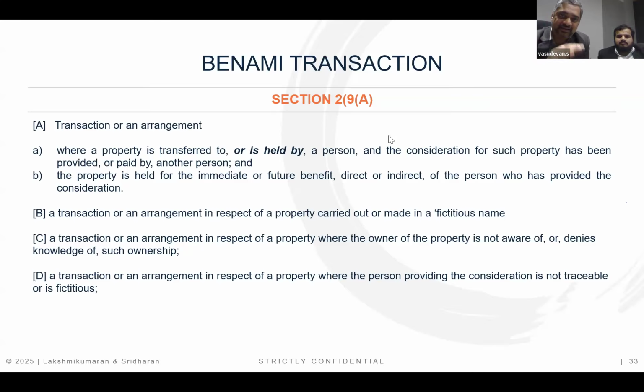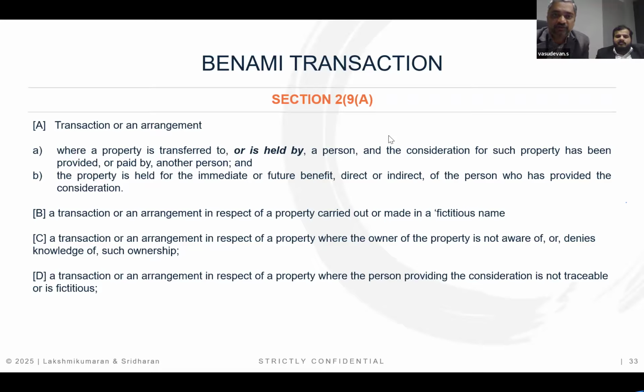Now, when we talk about clauses B, C, and D: B talks about where there is a fictitious name and the property is transacted in that fictitious name. That is not the case here. The company exists, the vendor also exists. There is nobody who is fictitious. Similarly, clause C talks about a transaction or arrangement where the owner of the property is not aware of or denies knowledge of such ownership. In the situation we discussed, the vendor is claiming that he has received this money for provision of goods and services. As far as the money held is concerned, he is not saying that he is not the owner of this money. Nobody else is denying ownership over the money they hold. So in a situation like this, clause C cannot be invoked.